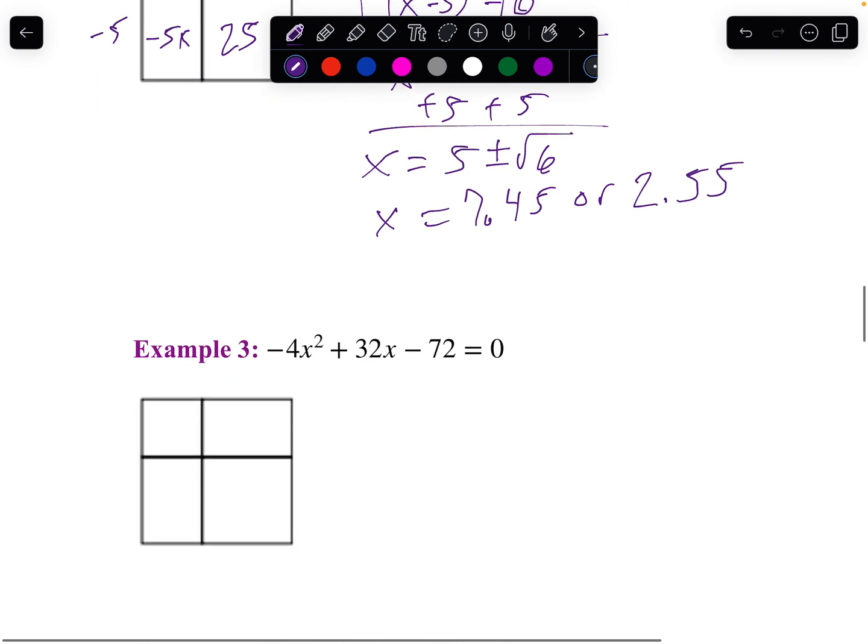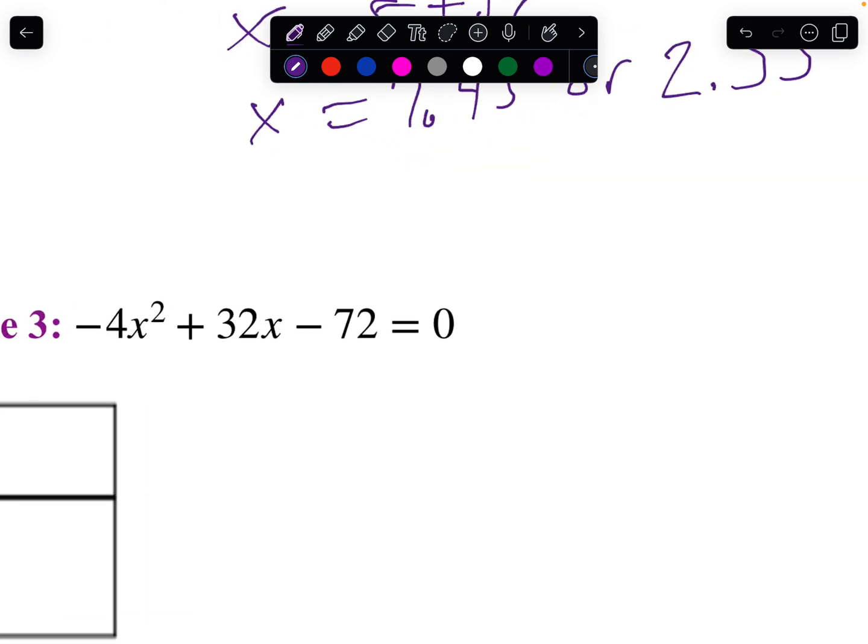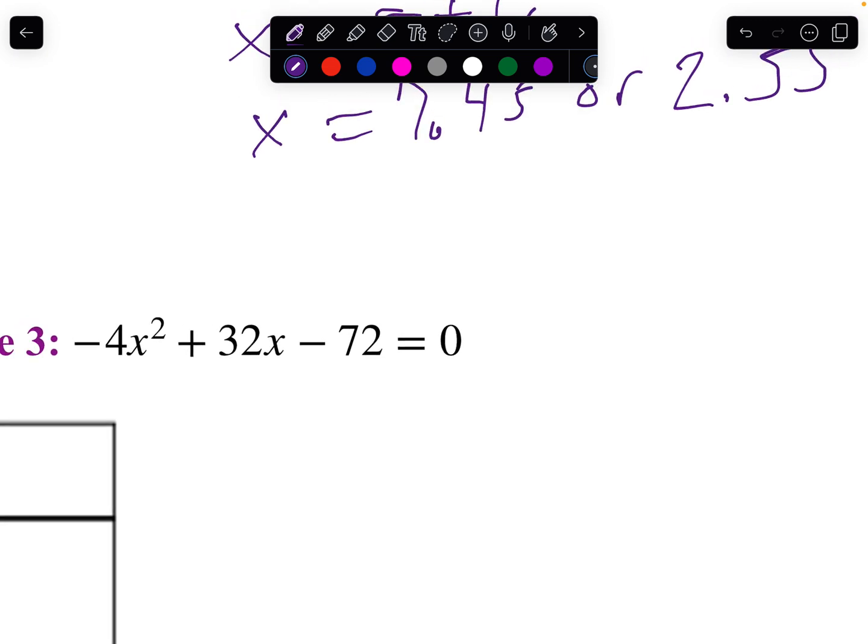Now, if we have a number in front of the x squared term, we want to get rid of that first, because completing the square, we want x squared to be positive. So if I have a number in front of x squared, the first thing I'm going to do is divide everything by negative 4 to start with. I won't worry about moving things to the other side. So negative 4 divided by negative 4, that's x squared, minus 8x, 72 divided by 4 is 18.